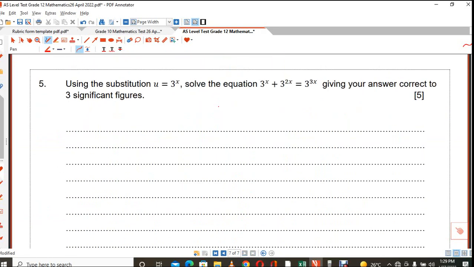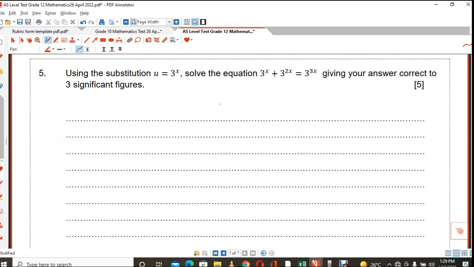Here comes the headache. You should have seen what Andre did. My God. First of all, 3x plus 3x raised to the power of 2 equals to 3x raised to the power of 3. Does everybody understand what I did there?